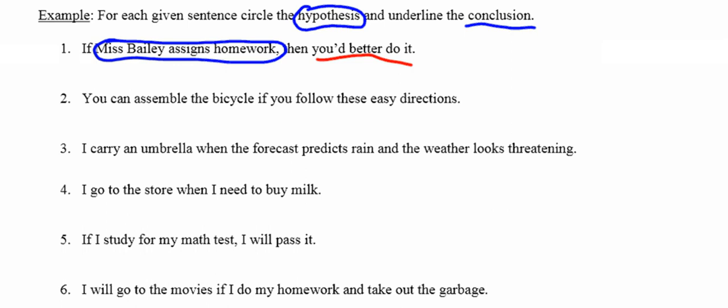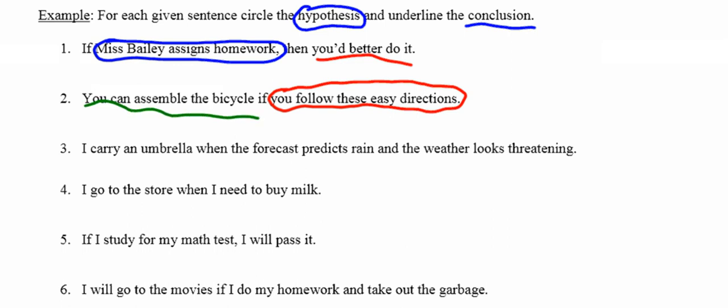Number 2 says, you can assemble the bicycle if you follow these easy instructions. Be careful here, because what they're saying in this conditional is that if you follow the instructions, so if the condition is met, there's the hypothesis, then as a result of meeting that condition, you're able to assemble the bicycle.